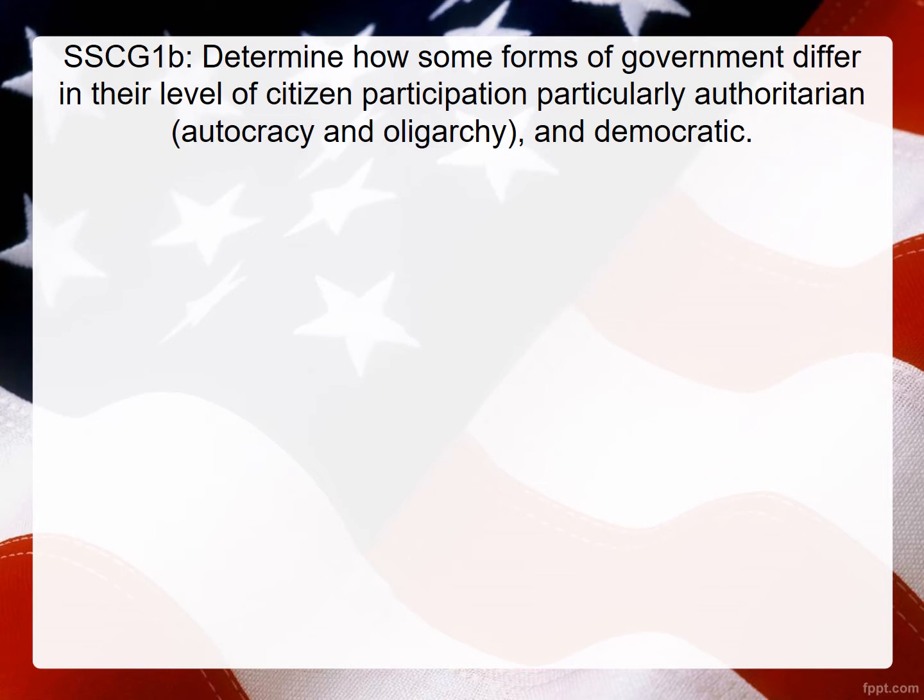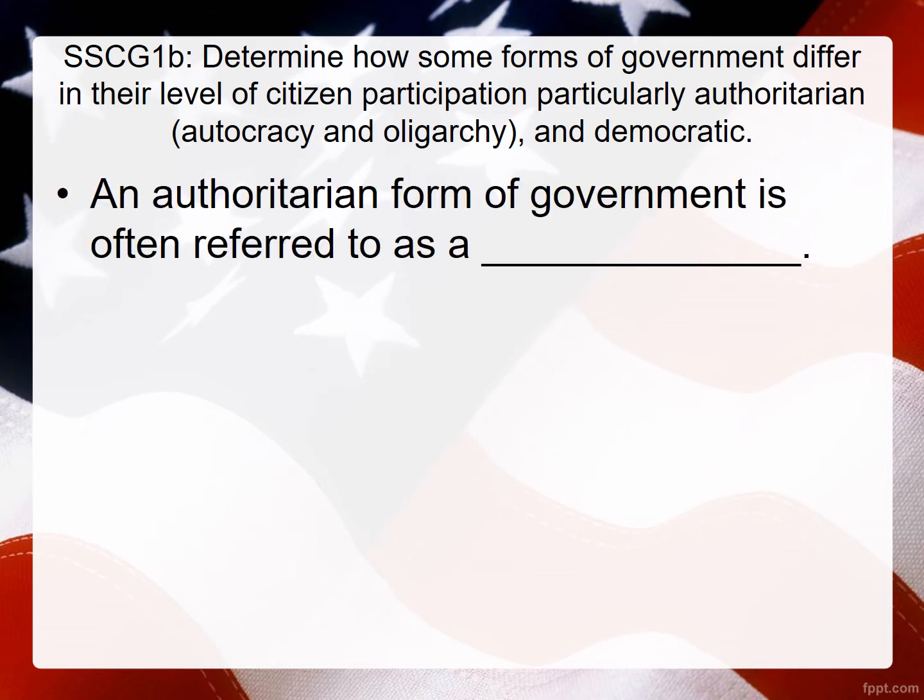We're going to talk about authoritarian types of governments, and specifically autocracies and oligarchies, and we're going to talk about democratic forms of government. But first, we're going to talk about authoritarian forms of government. Now, one thing to remember is that an authoritarian form of government is often referred to as a dictatorship. As soon as we say that word, there's a couple of dictators and countries that come to mind, and we'll look at some examples in just a minute.